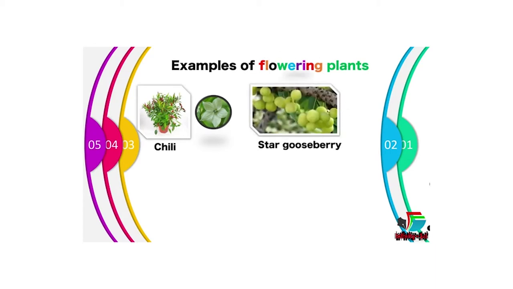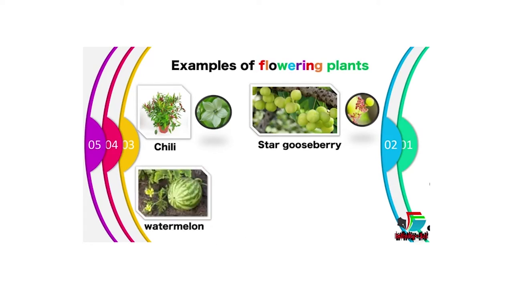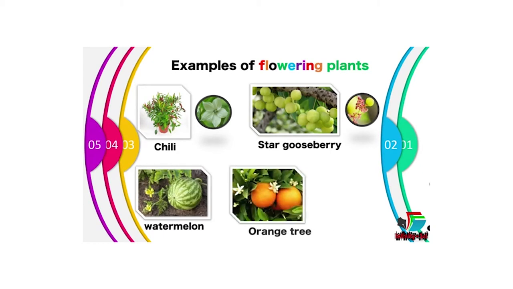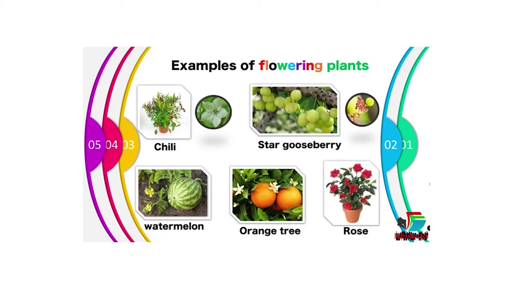Then we have our star gooseberry. That is the star gooseberry fruit, and on the right hand are its flowers. Then we have the watermelon. You see, it usually has some big yellow flowers, so that's the fruit and the flower. And then we have the orange tree. The orange tree also has small white flowers, so we can see there it has flowers and some oranges. And that's our rose plant. The rose plant also has flowers.